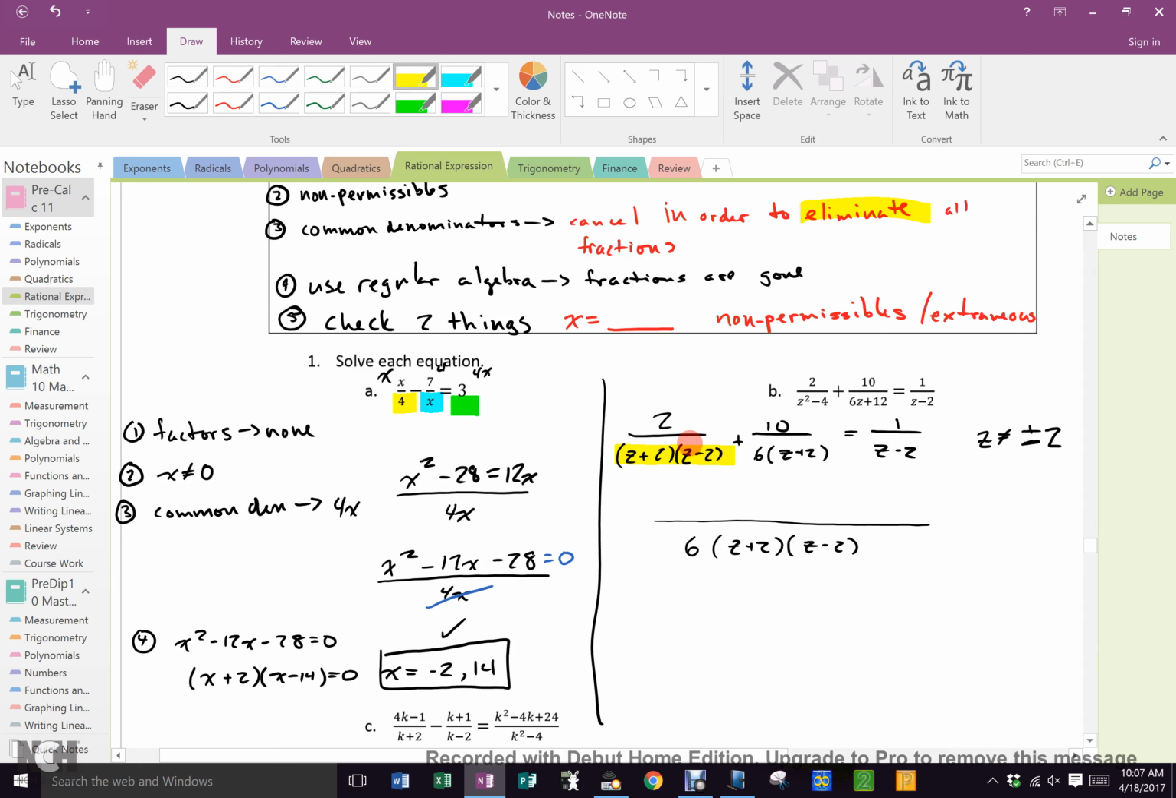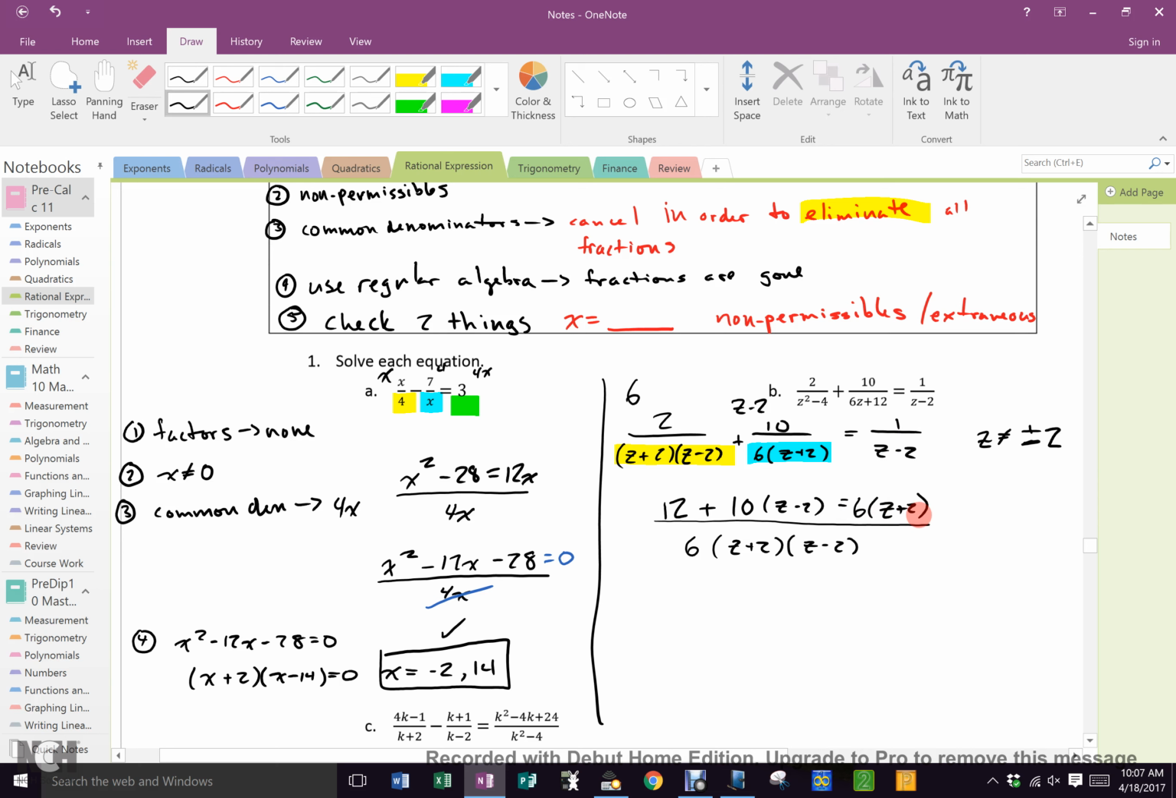So what is missing in the yellow one? The 6. So what does this 2 need? A 6. What's 6 times 2? 12. Excellent. Plus, what's missing in the blue one? Z minus 2. So what does the 10 need? Z minus 2, which is what? I'm going to write it as 10 times z minus 2. Everybody cool? There's a reason for it. Trust me. What does this side need? 6 and z plus 2 times 1. So 6 and z plus 2.